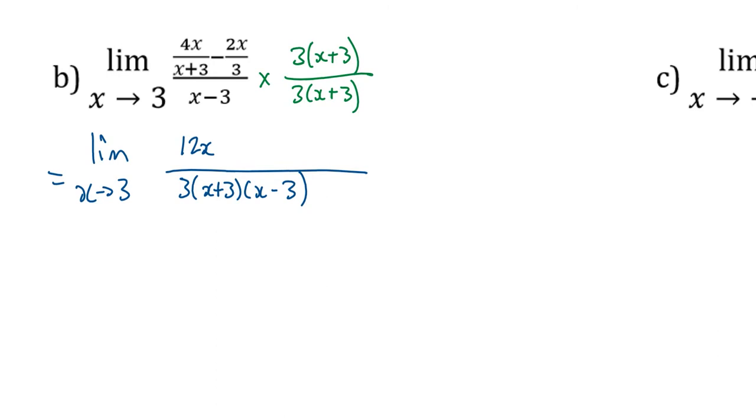And when I do the 2x over 3 times this, the 3's are gone, and I get minus 2x times x plus 3. Now you could expand that at the same time if you want. So I've got negative 2x squared and 12x minus 6x.